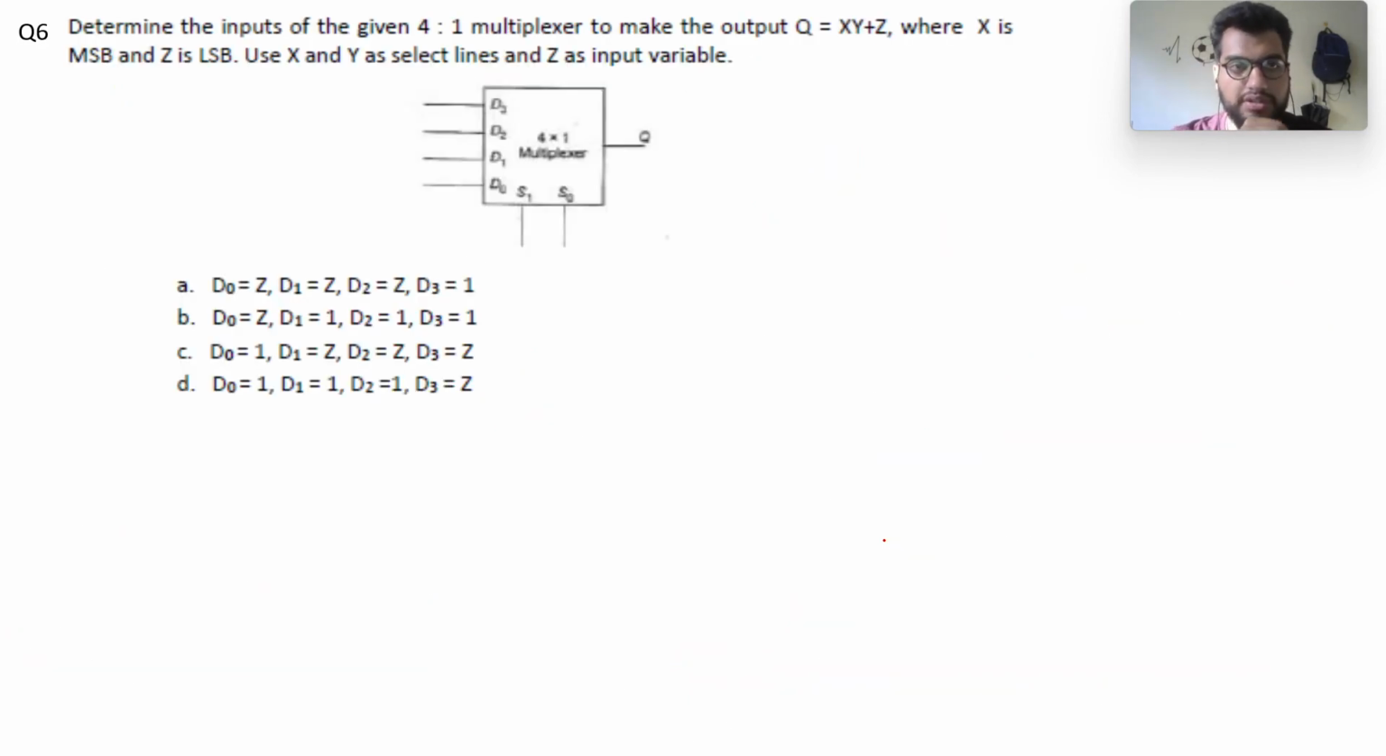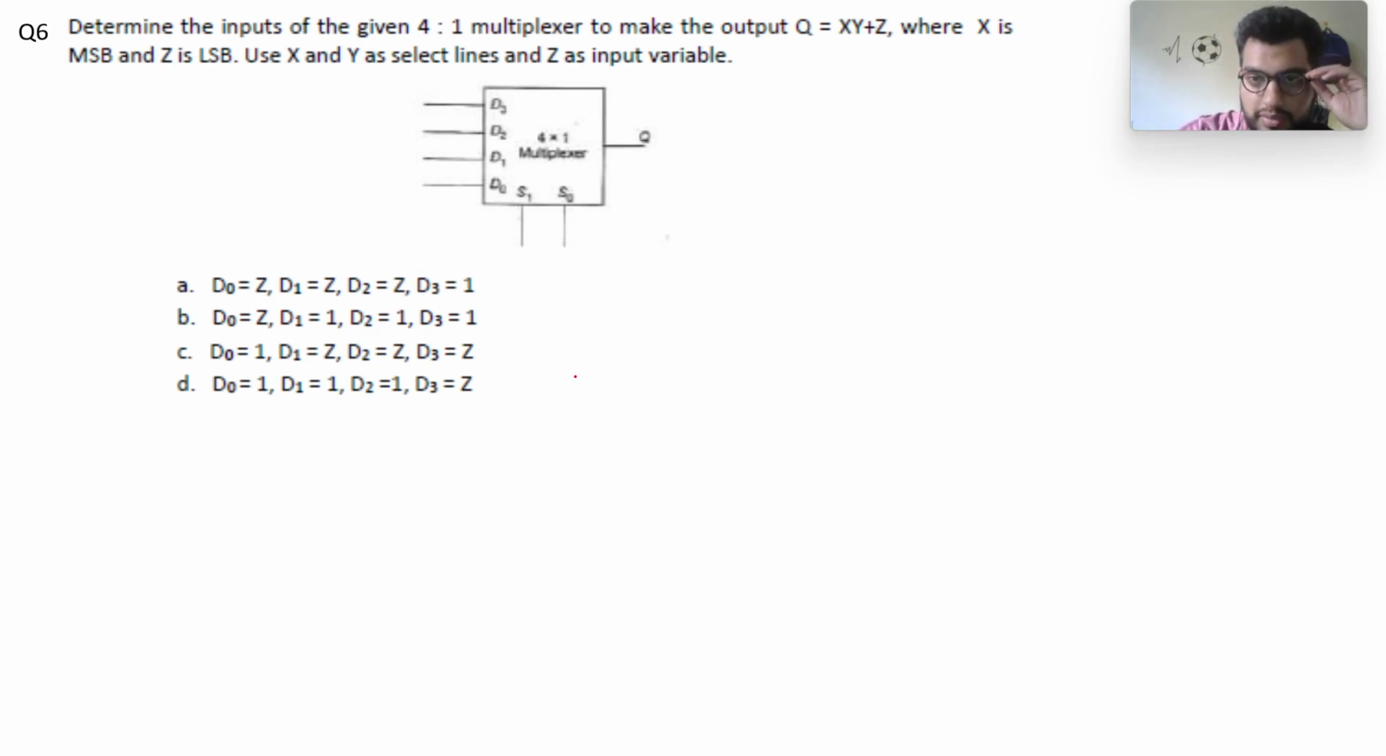Now question 6, I would like you guys to do first, then I'll show the solution. Or okay, let me just show it outrightly. I need to determine the inputs of the given 4:1 mux to make the output xy plus z, where x is MSB and z is LSB. So use xy as your select lines and z as your input variable.